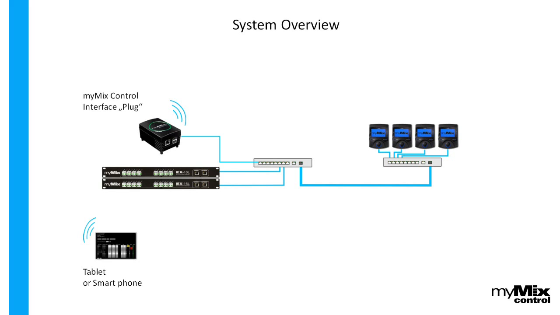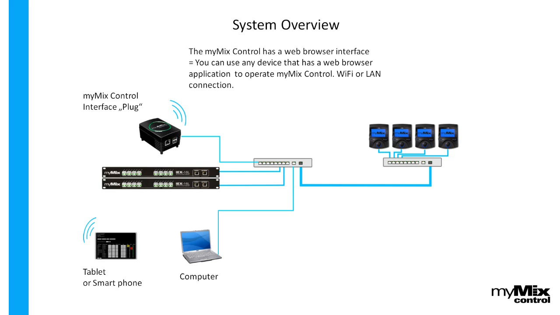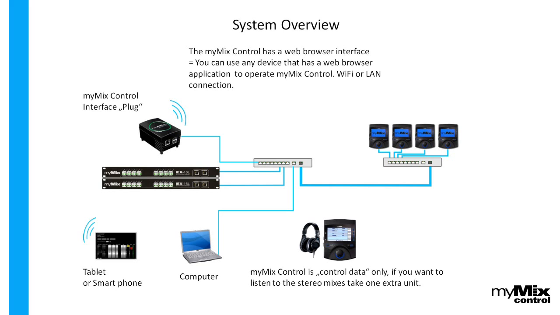It has the Wi-Fi access point built in, so with a tablet or smartphone, you can connect directly to our interface plug. If you wish to use a wire connection, you can use a computer and just connect it to the switch. To make the operation with MyMix Control complete, we recommend that the engineer has his own MyMix in place. So this will allow him not only to listen to the individual mixes of the musicians, but also to create mixes on this unit and copy and paste them to other MyMixes in the system.